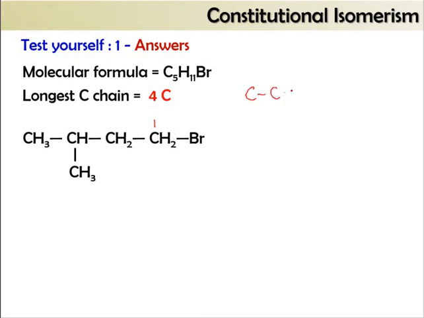1, 2, 3, 4, 5 Br. Okay, here this structure and this one, this structure is chain isomerism because the Br attached at the same carbon, which is carbon number 1, but then the skeleton structure, the skeleton carbon is different, from 5 carbon to 4 carbon. So here is a chain isomer.